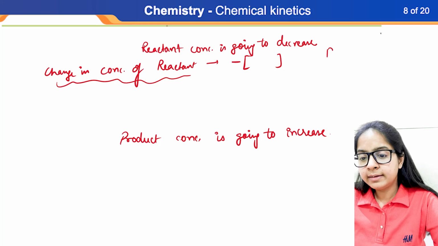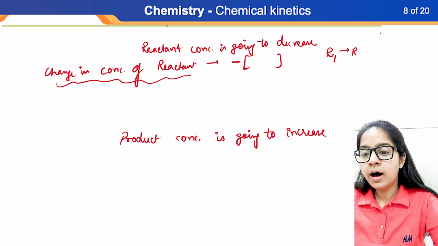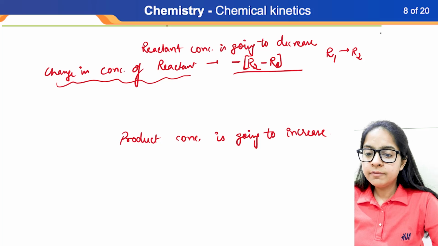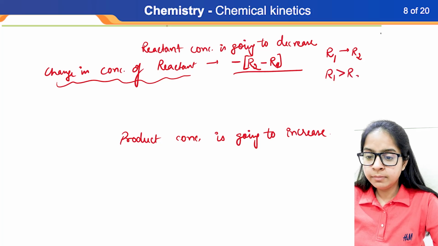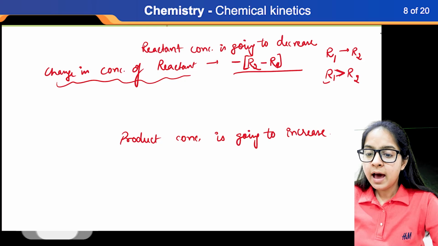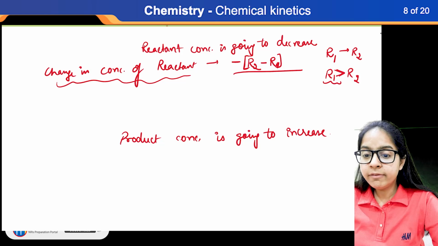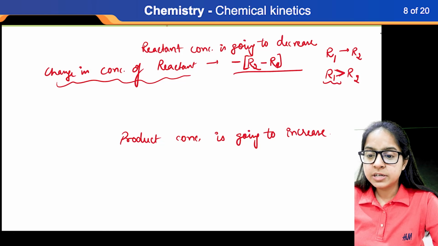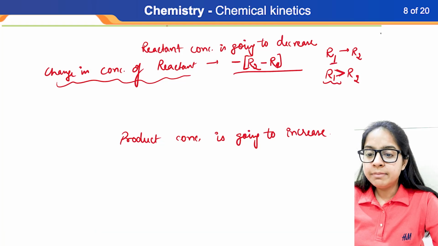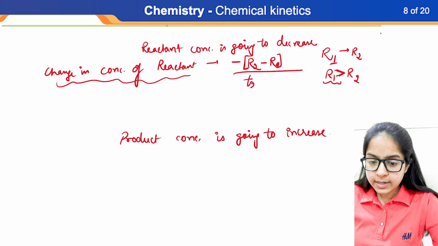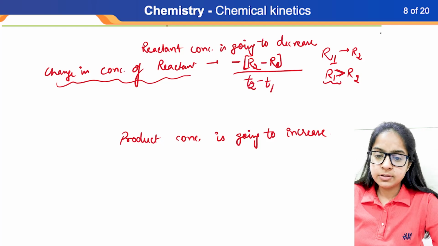For example, reactant concentration is changing from R1 to R2. So you need to put the final concentration, R2, minus the initial concentration, R1. And R1 must be greater than R2, because R1 is the reactant concentration at time T1, which is greater than the reactant concentration at time T2. So the time taken means T2 minus T1. So this is the reactant.